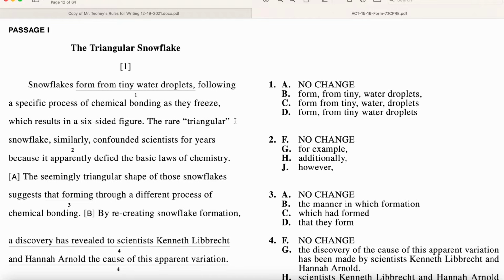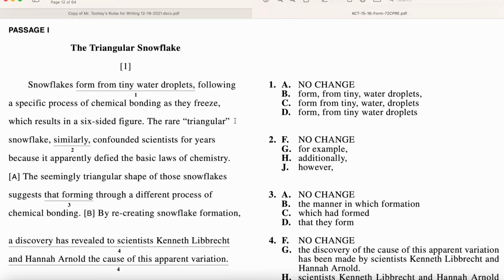Do you think you see the relationship there between those two ideas? And if you don't, it's not a problem. We'll talk about what the ideas are if we need to. It seems like it's a contrast. I tend to agree with you. I do. Because what's the first idea in that first sentence? Snowflakes form from tiny water droplets. What's the idea? It's about the specific chemical bonding. And normally, right, it results in this six-sided figure.